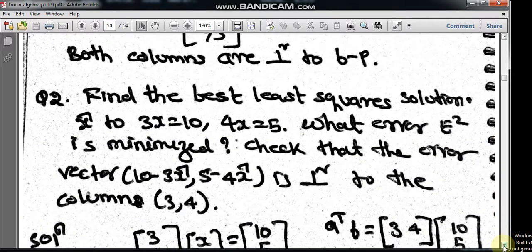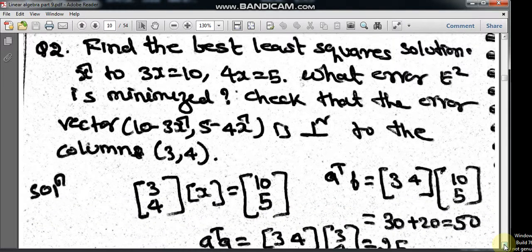Find the best least square solution x cap to 3x equals 10. You can see the equations. You have a single unknown, 3x equals 10, 4x equals 5. For what x is the error E square minimized? Whether, when you are finding it by the least square method, you are getting the minimized error. So that is the question. Check that the error vector is perpendicular to the columns.